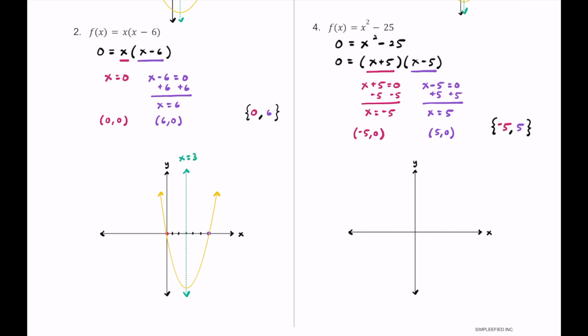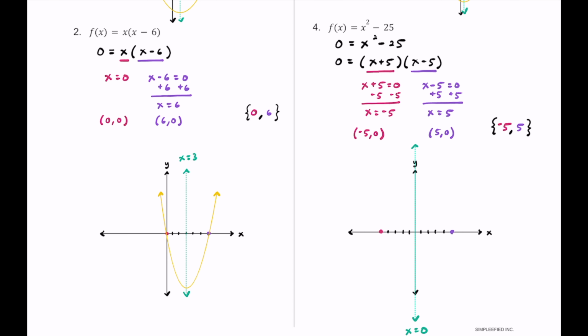Now to graph it, we're going to go ahead and just move 5 units to the left, 1, 2, 3, 4, 5, something like that. And then 5 units to the right, 1, 2, 3, 4, and 5. Let's go ahead and put one point at negative 5, 0, and another point at positive 5, 0. And the AOS is going to be right on the y-axis. Hopefully that makes sense that halfway between negative 5 and positive 5 is exactly 0.